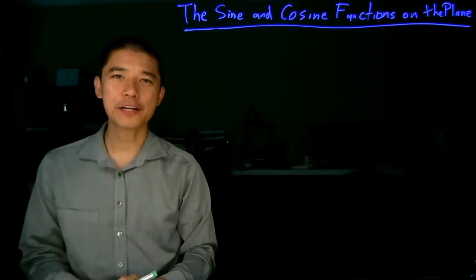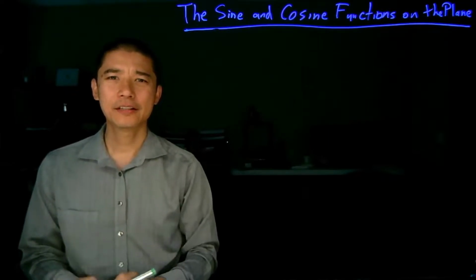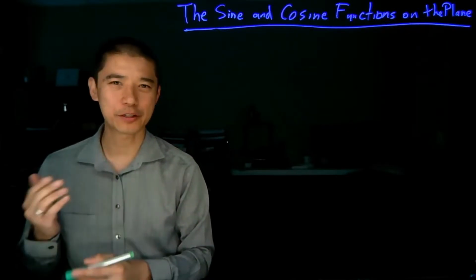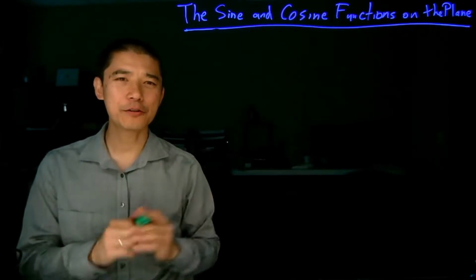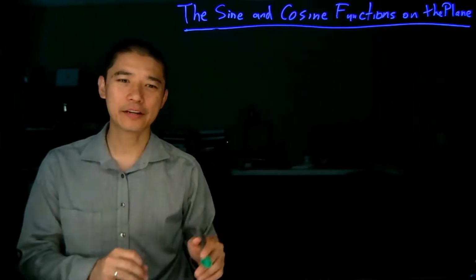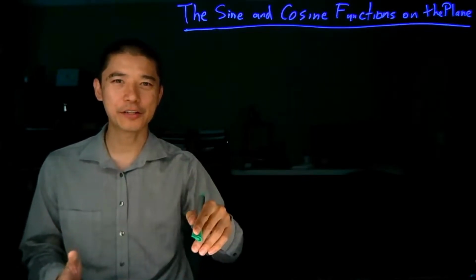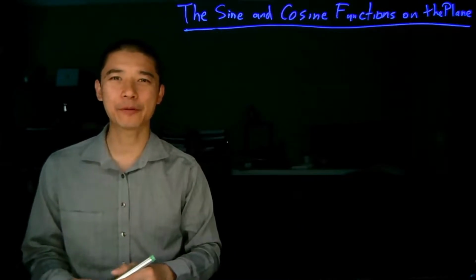We're going to talk about the sine and cosine functions on the plane. Now, if you've taken trigonometry before, you might remember sine and cosine functions involving a bunch of right triangles. We're not going to do that presentation just yet, but we'll get there. In the meantime, it might be useful for you to try to think about how what we're doing here is related to the ideas you remember from your past.